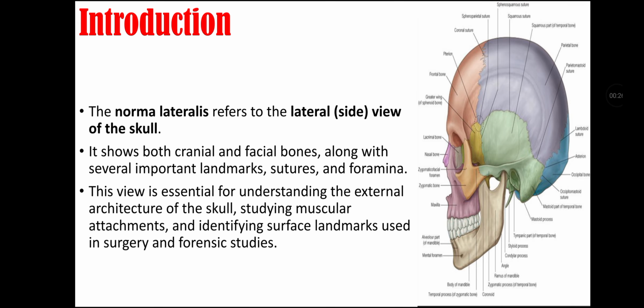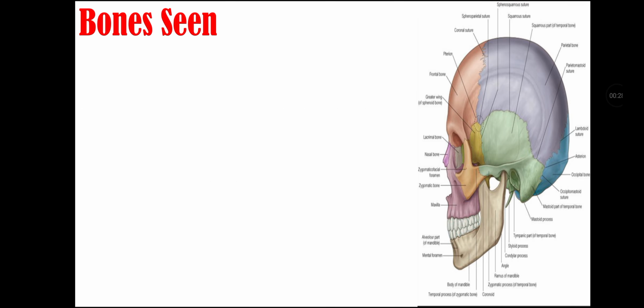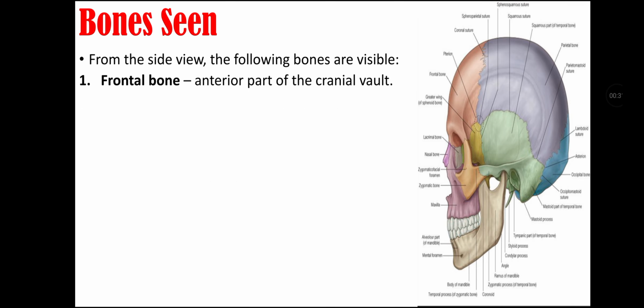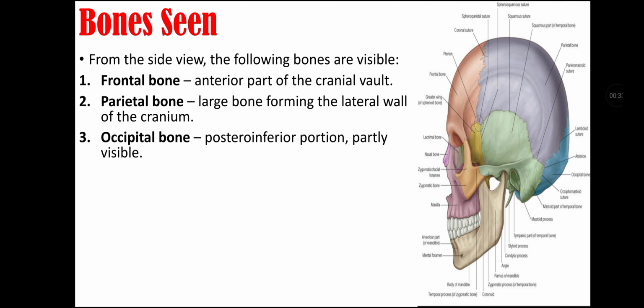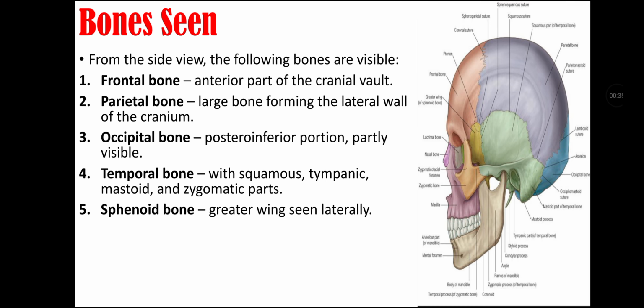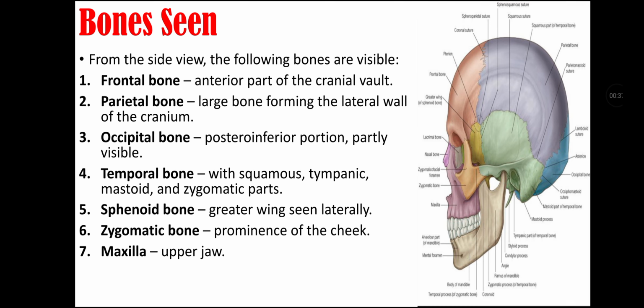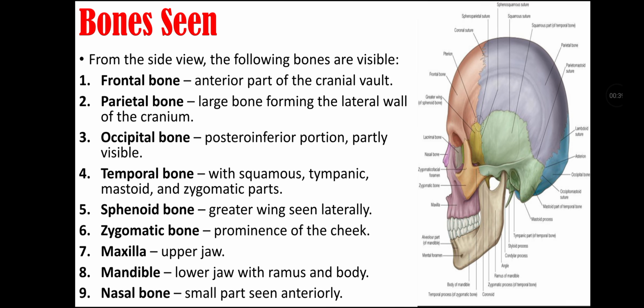surgery and forensic studies. Bones seen from norma lateralis include frontal bone, parietal bone, occipital bone, temporal bone, sphenoid bone, zygomatic bone, maxilla, and mandible, and also nasal bones. Frontal bone here is the anterior part of the cranial vault. Parietal bones are the large bones that form the lateral wall of the cranium. Occipital bone forms the posterior inferior portion of the cranium and it is partially visible from norma lateralis.